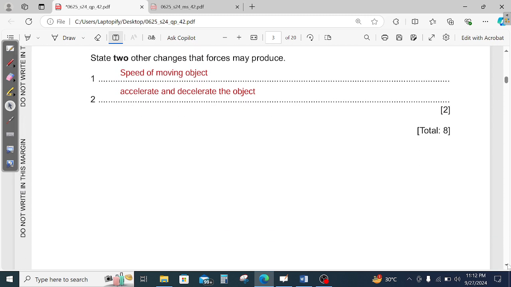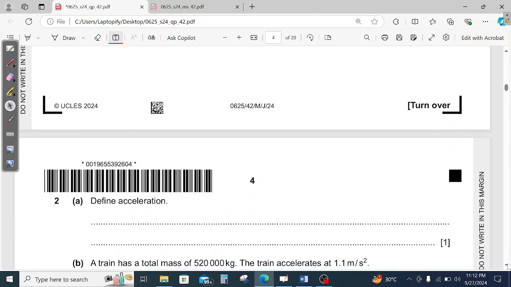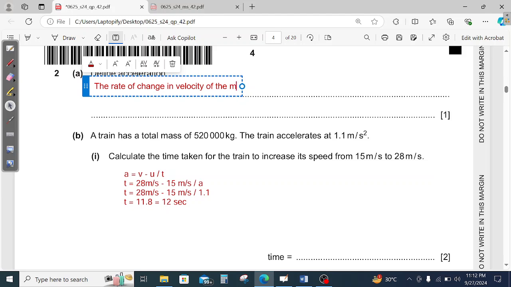Now, the second question is, what is acceleration? Acceleration is very simple. The rate of change in velocity of the moving object is called acceleration. So its formula is equal to final minus initial velocity divided by time taken. So you will get easily 1 mark here.